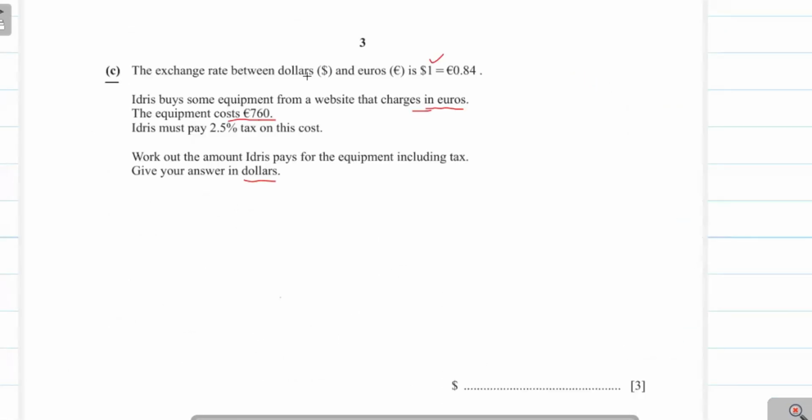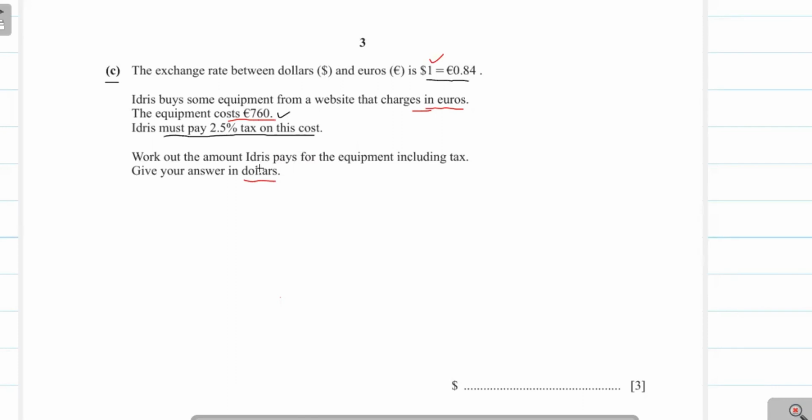Part C. The exchange rate between dollar and euro is $1 equal to 0.84 euro. Idris buys some equipment from a website that charges in euro. The equipment cost is 760 euro. Idris must pay 2.5% tax on this cost. Work out what Idris pays for the equipment including tax. Give your answer in dollars.